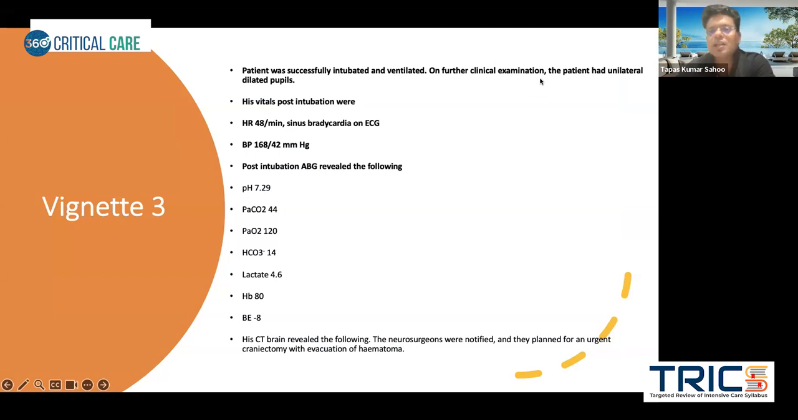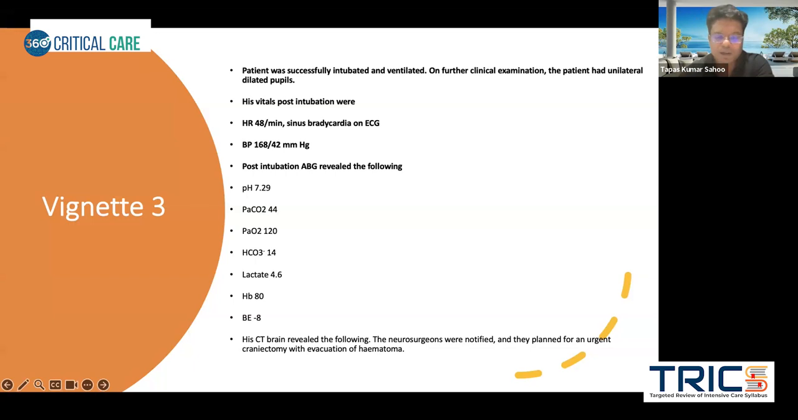Now on further clinical examination, the patient had a unilateral dilated pupil. So you have to now understand where they are moving. His vitals post intubation were heart rate around 48 per minute, sinus bradycardia on ECG, BP 168/42. Post intubation ABG is pH 7.29, PaCO2 44, PaO2 120, bicarbonate 14, lactate 4.6, hemoglobin 8, base excess -8. Now, the CT brain at this point of time revealed the following.